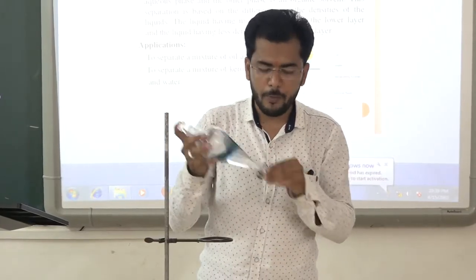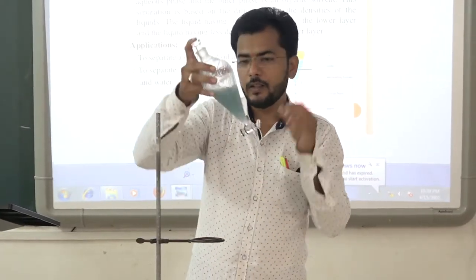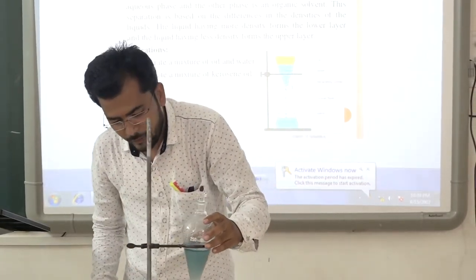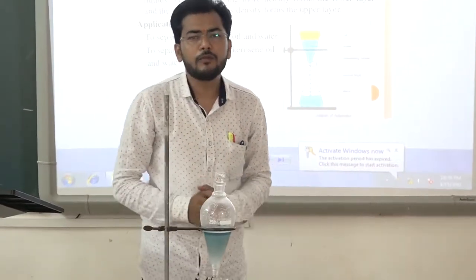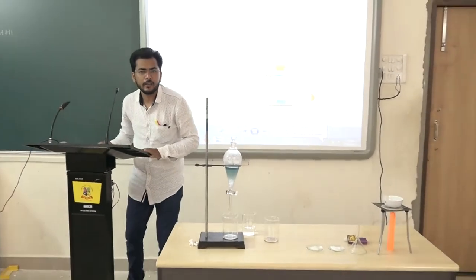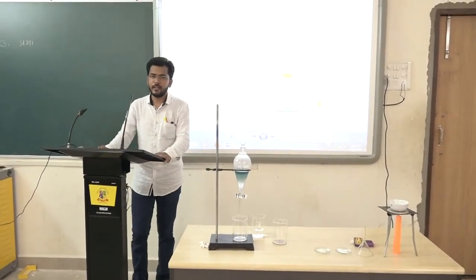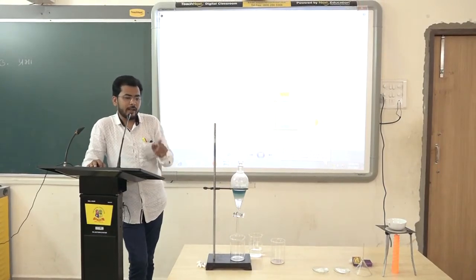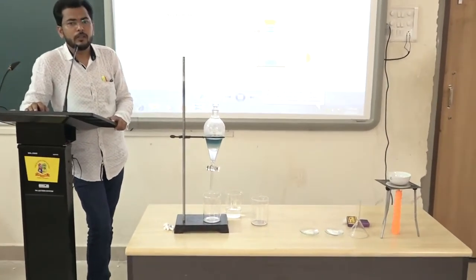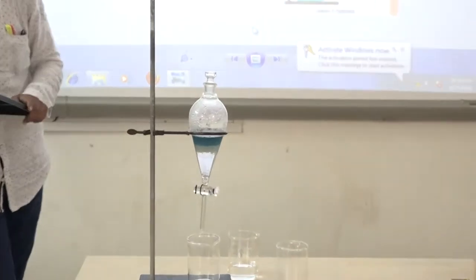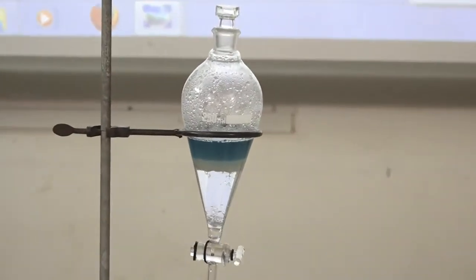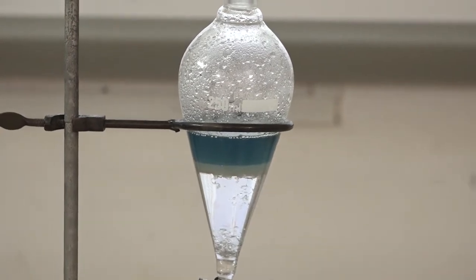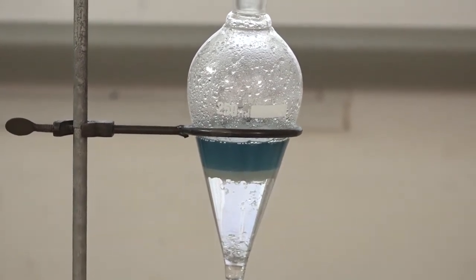First we will mix it properly. Keep it for some time. After some time it forms two layers. One is the aqueous layer and the other is the organic layer. So we can say that two layers are formed. If the liquid has more density, it will form the lower layer. If the liquid has low density, it will form the upper layer.